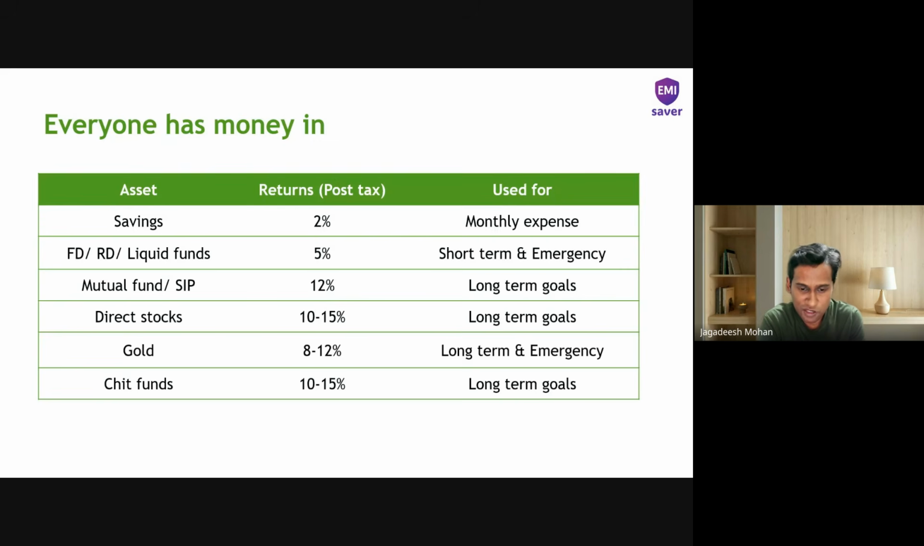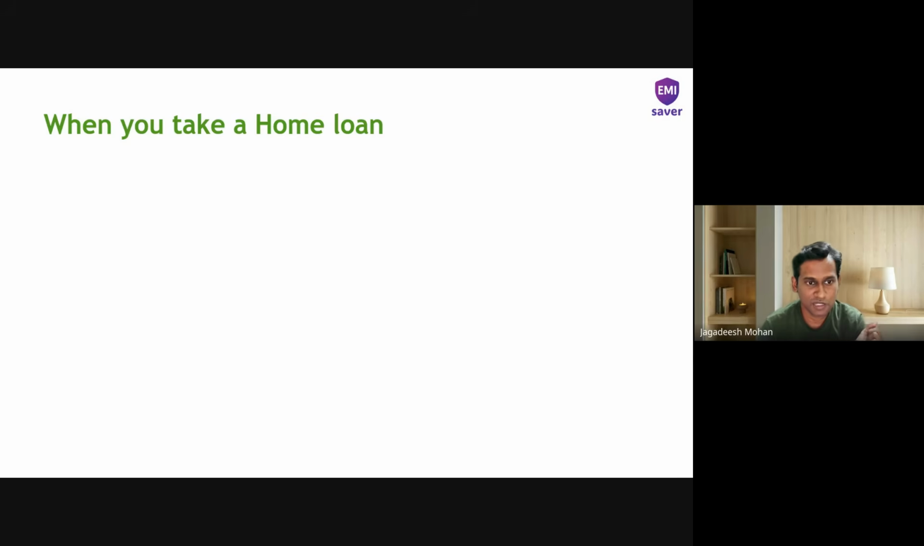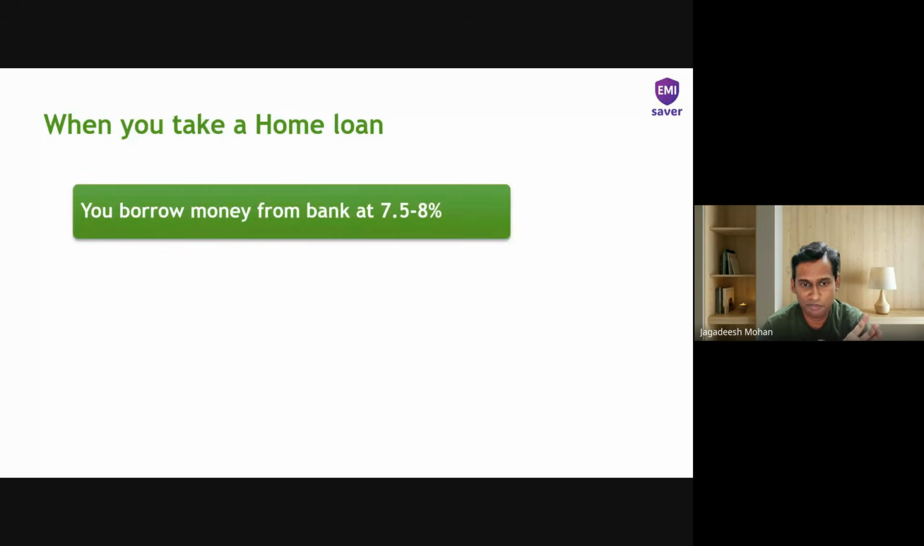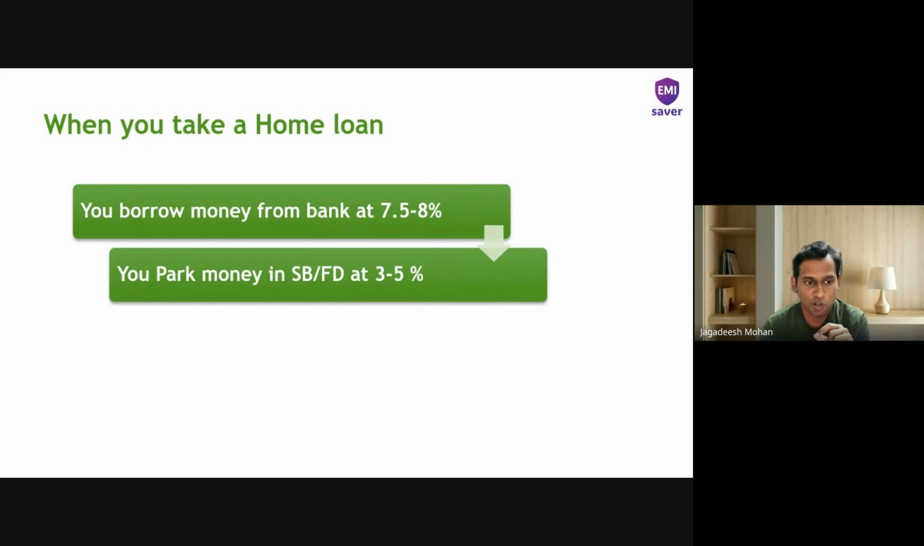It is influenced by your family. It's influenced by what your experience has been. If you've been investing in gold and been getting great returns, no matter what, you will believe in that one. So once we have an understanding of this, let's come to a home loan. Now, when you take a loan from a bank, a home loan, the loan will cost you 7.5% to 8%. And you also end up parking some money in your savings account, which is at 3.5%, 3 to 5%.